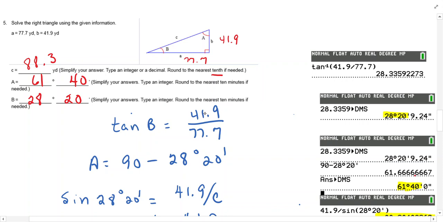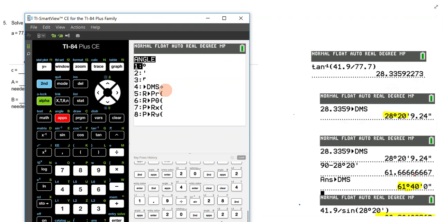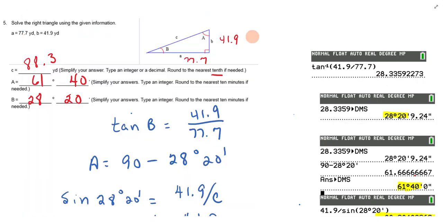So tan B is equal to 41.9 over 77.7. If you do that in the calculator, you get 28.33. But they want things in degrees and minutes. So from that point, you would hit second apps and choose DMS. So let me show you where that is. So if we just did it and we did second apps, remember that DMS is number 4. So when you do that, it'll change it into degrees and minutes. So I got my 28°20'.